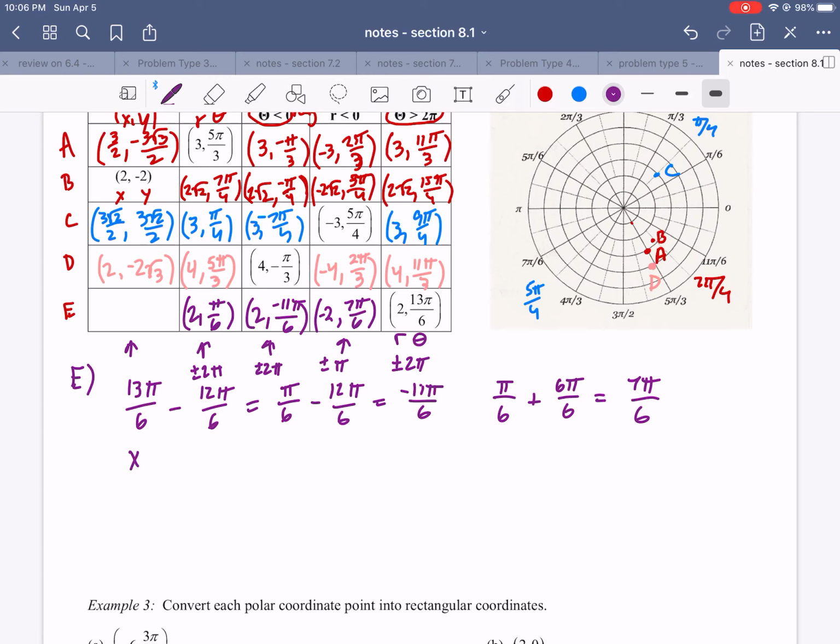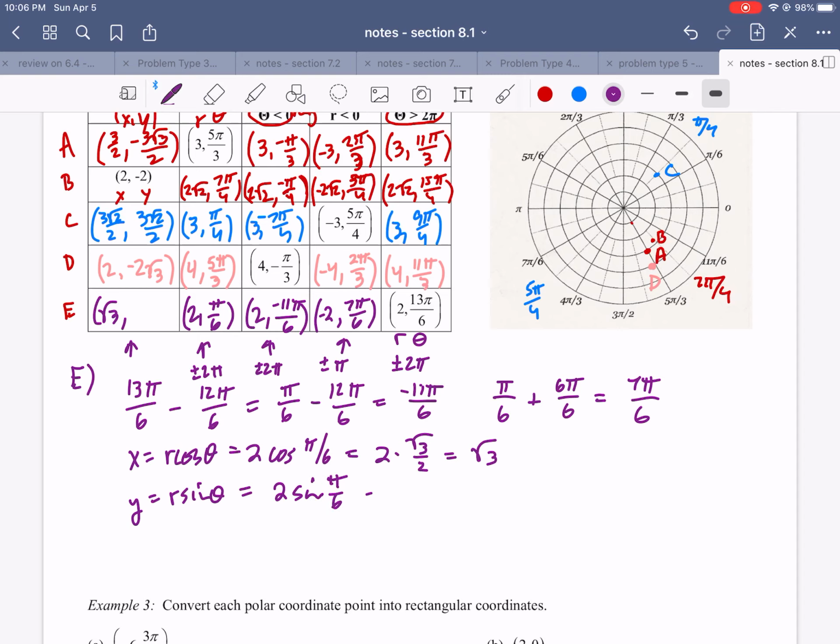So what do we know? We know that x is equal to r cosine of theta, which in this case will be 2 cosine of pi over 6, which is 2 times the square root of 3 over 2, which just ends up becoming the square root of 3 as the x-coordinate. And then the y-coordinate will equal r times the sine of theta, which is 2 times the sine of pi over 6, which is 2 times 1/2, which ends up becoming 1. And that's the y-coordinate of that point.